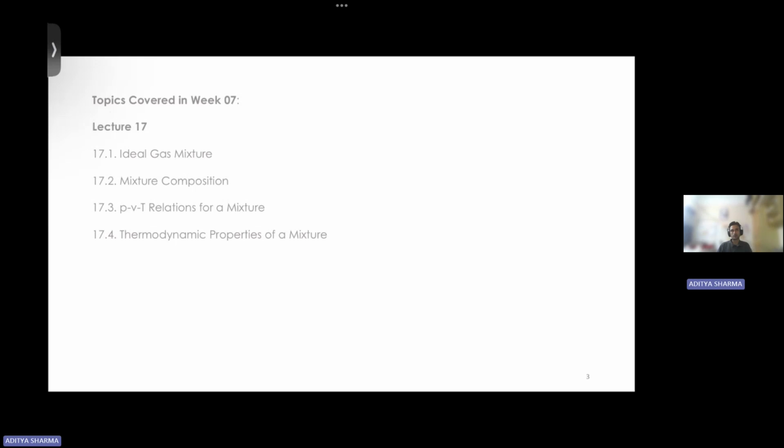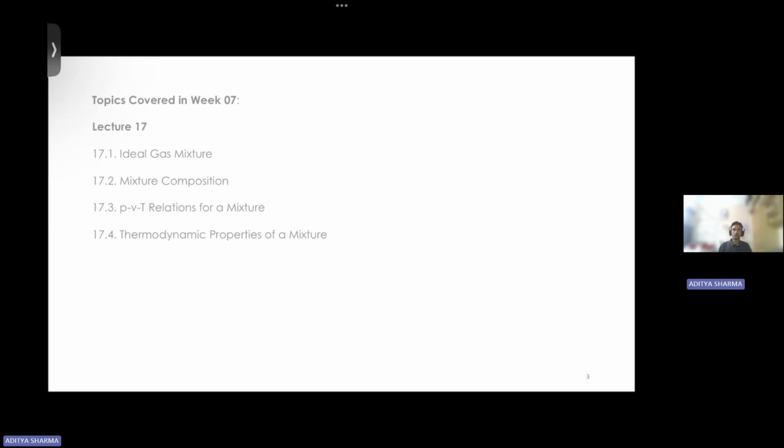So two lectures are there in this particular week, that is week 7 of advanced thermodynamics and combustion. In the previous week, we were introduced to different gas models, right? So there were two types of models. One was the ideal gas model, and the second one was real gas.